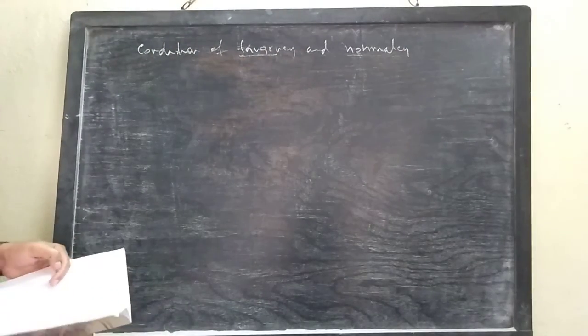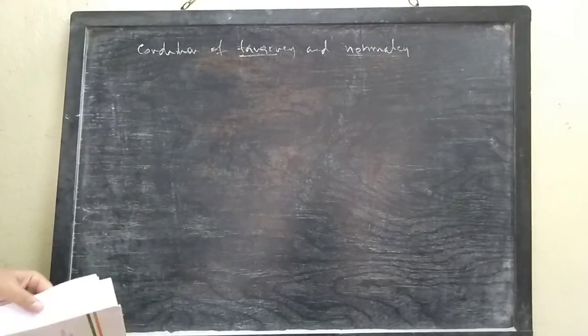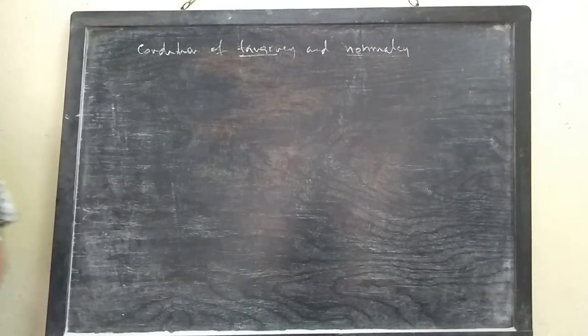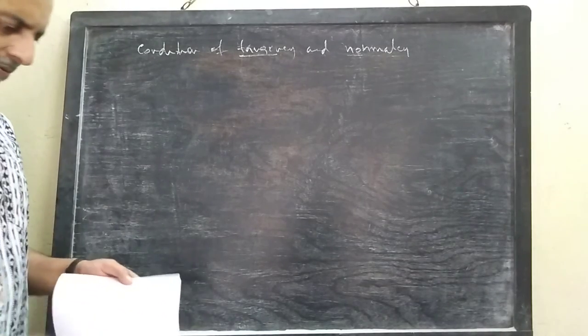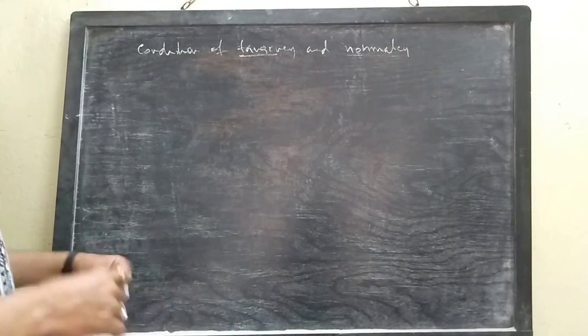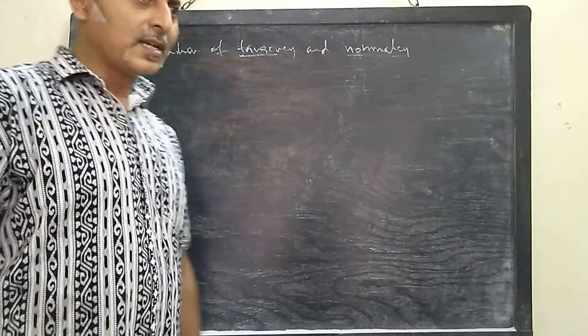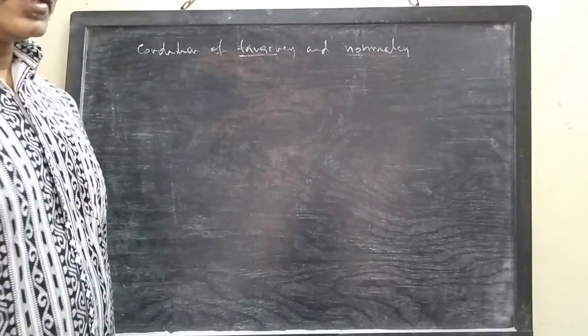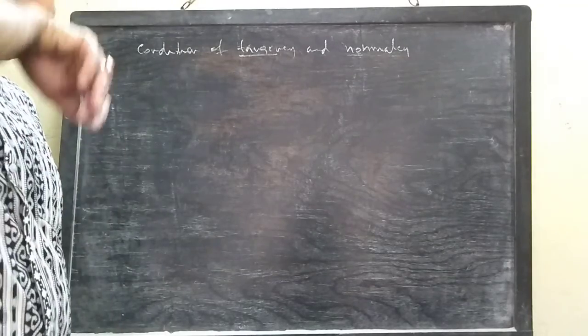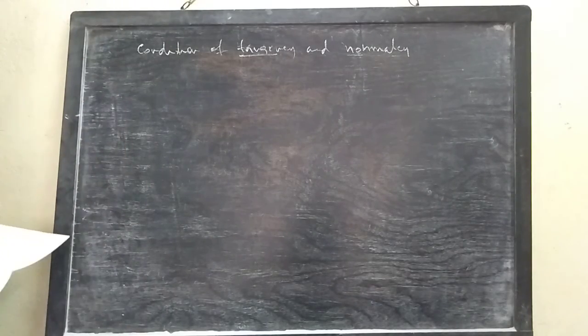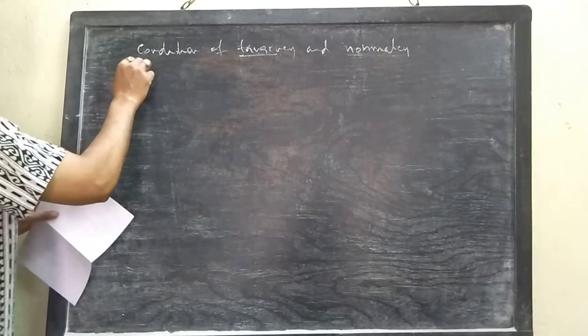In this section we have different types of curves and different types of straight lines, and we are asked to find the condition under which the straight line will be tangent or normal to the specified curve. The set of curves are in this way.